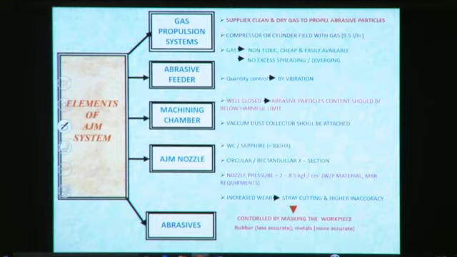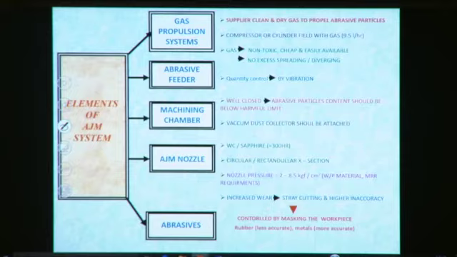So this gas should be non-toxic and it should be cheap, because 9.5 liters per hour is the requirement for this gas. If it is not cheap, then the machining cost will be very high. That's why air is generally used for this gas, and it should be easily available.